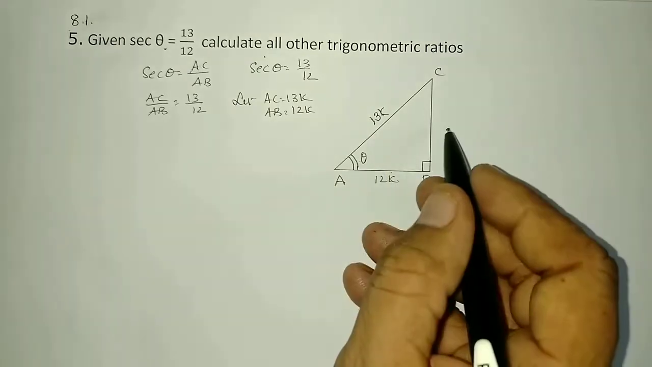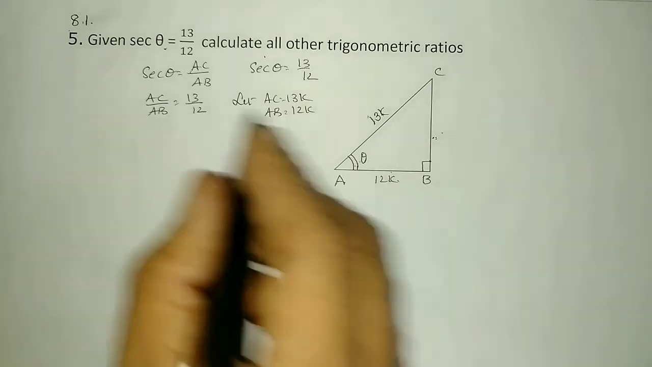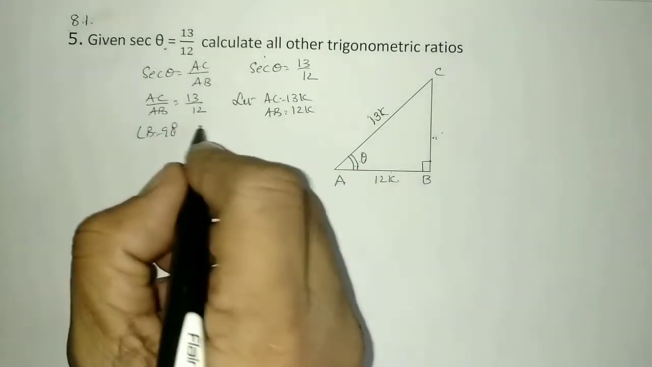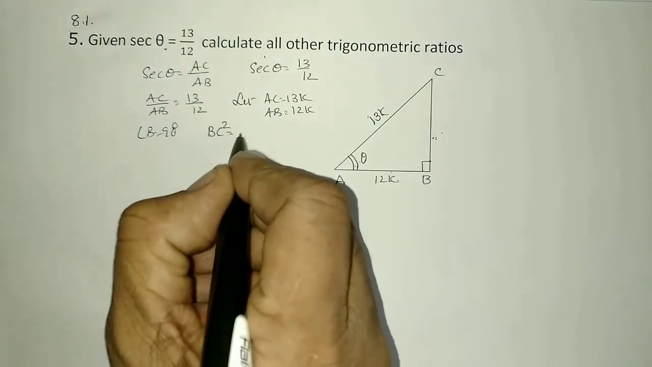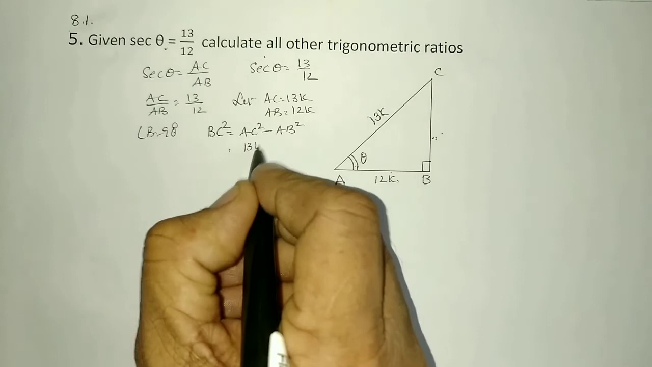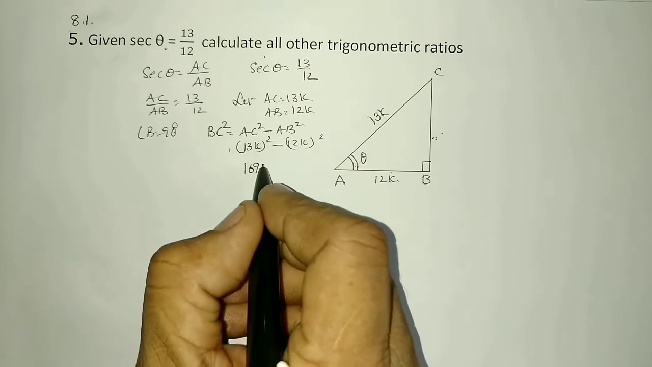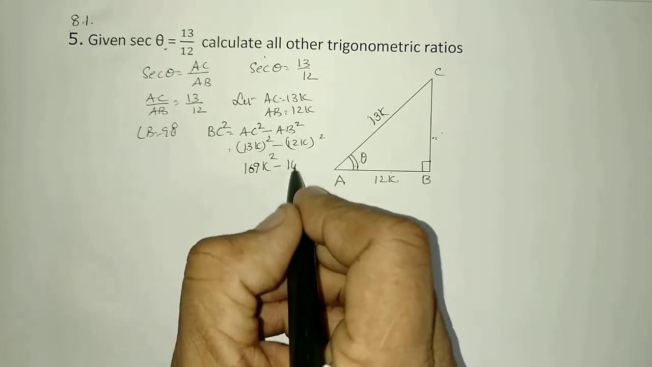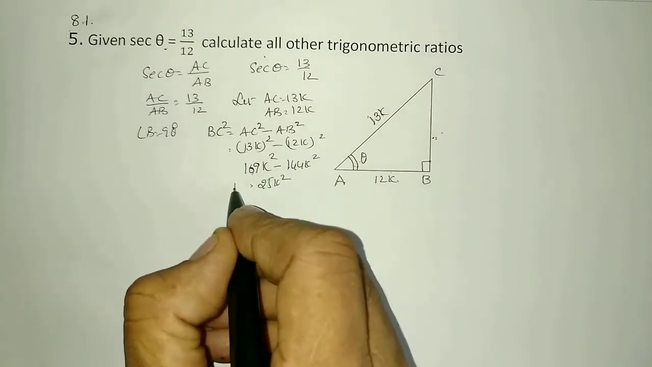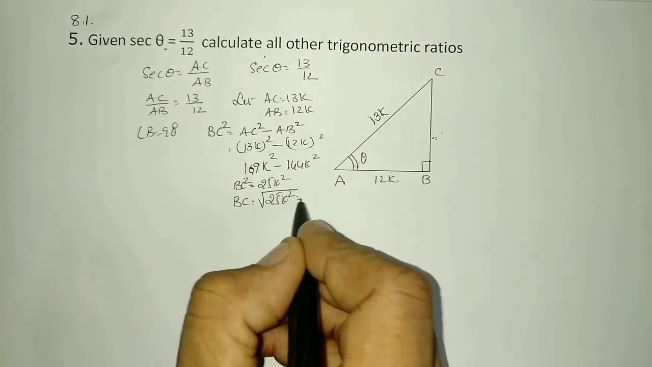So sin theta means side opposite theta by hypotenuse. Side opposite theta is what? BC. So first of all we have to find the length of BC. Angle B equal to 90 degrees. By using Pythagoras theorem we get BC square equal to AC square minus AB square, 13k whole square minus 12k whole square. 13k whole square means 169k square. 12k whole square, 144k square. 169 minus 144, 25k square. So BC square equal to 25k square. BC equal to root 25k square, 5k.